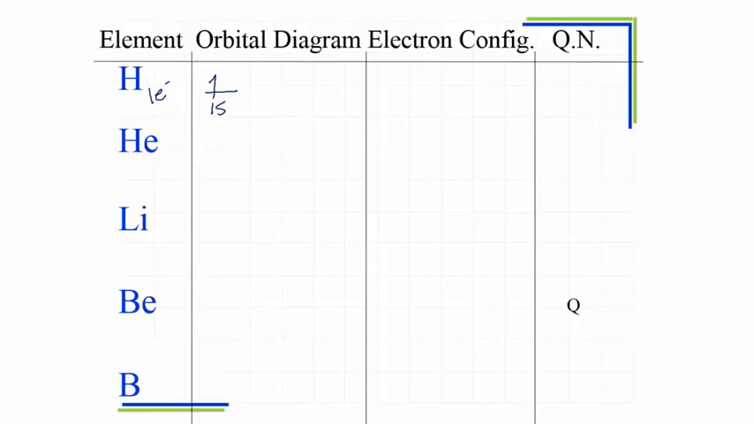And so I always put an up arrow, but you could put a down arrow if you like. So that is the orbital diagram. For the electron configuration, you write the name of the sublevel, and you put as a superscript the number of electrons in it. So that would be 1s1 written there.